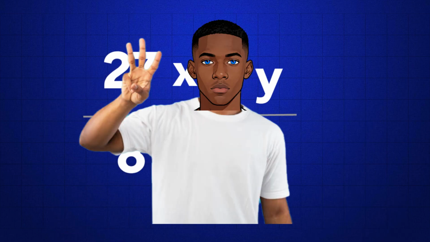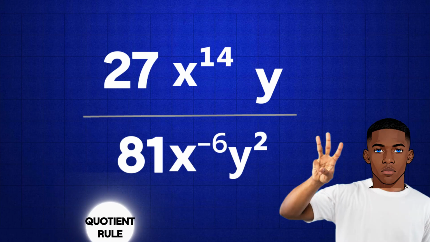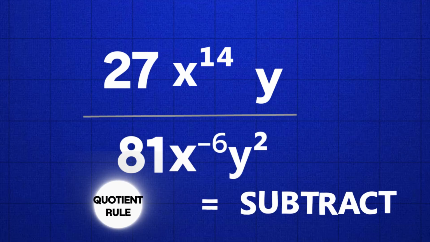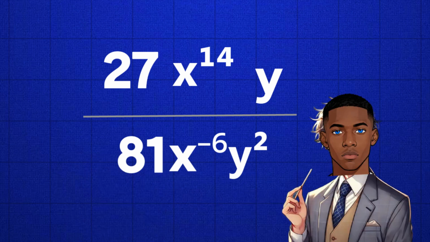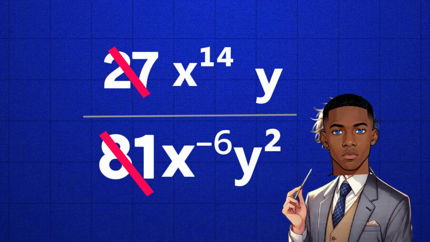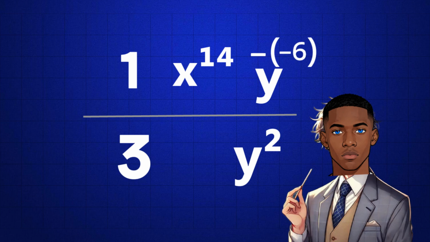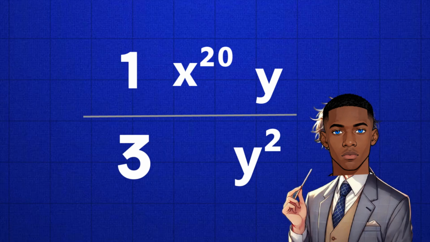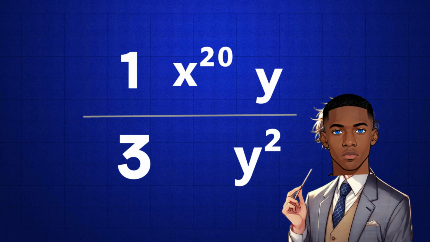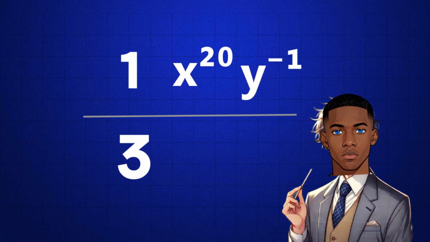Step 3. We use the quotient rule to divide. Subtract the exponent. Remember, for the quotient rule, 27 divided by 81 becomes 1 over 3. For the x to the power of 14 divided by x to the power of 6. Remember, this becomes x to the power of 14 minus 6, which becomes x to the power of 20. For the y to the power of 1 divided by y to the power of 2 becomes y to the power of minus 1, because 1 minus 2 is minus 1.